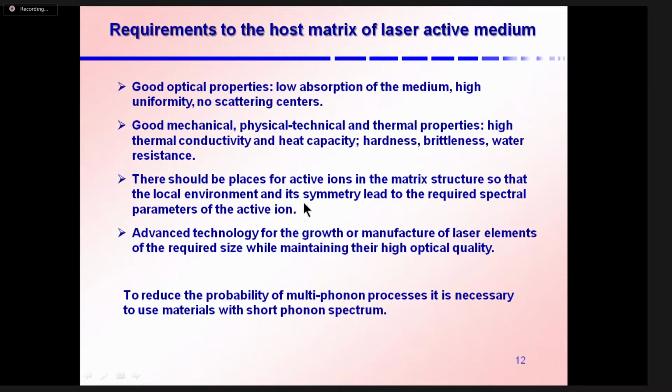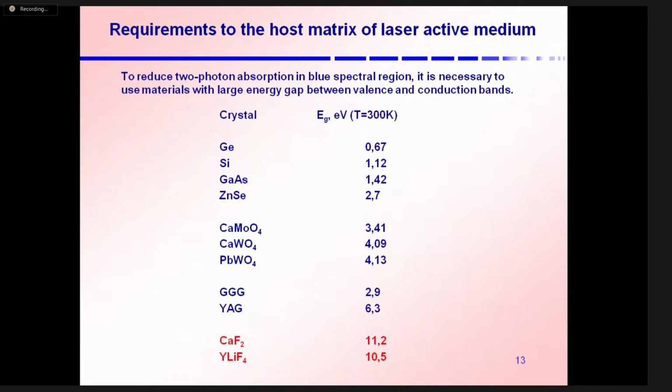There should be places for the active ions in the matrix structure, and also there should be the technology of growth of this material. Also, it is necessary to mention that to reduce the probability of multi-phonon processes, it is necessary to use materials with a short phonon spectra. So, speaking about the 2-photon absorption in blue spectral region, it is necessary to mention that blue light can give, for example, in oxide materials, very high 2-photon absorption.